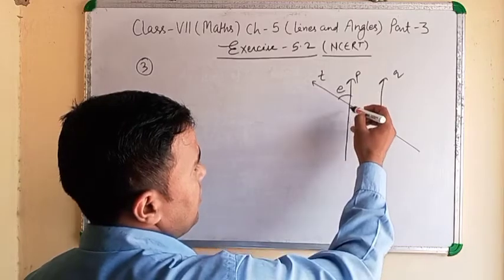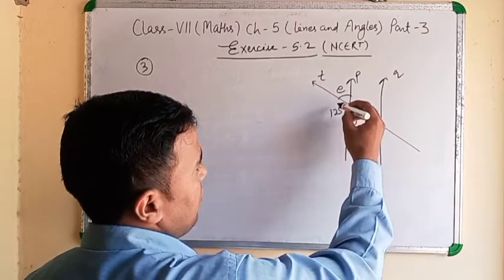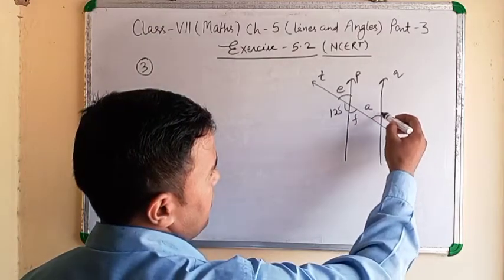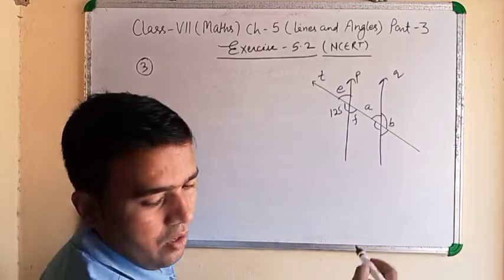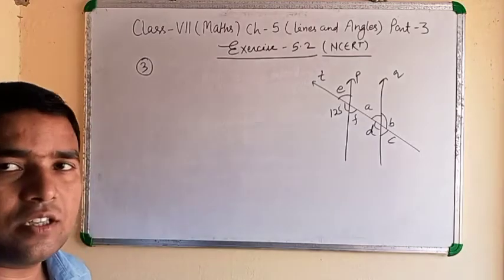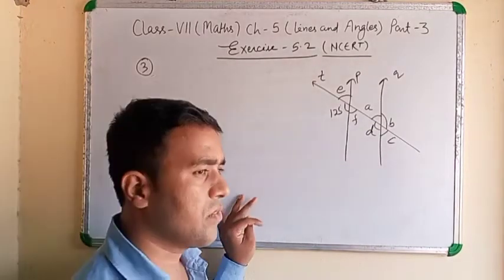It is E, it is F, it is 125 degree. Clear? It is given A, it is given B. And it is D, C. Clear? It is the question. It is a figure.